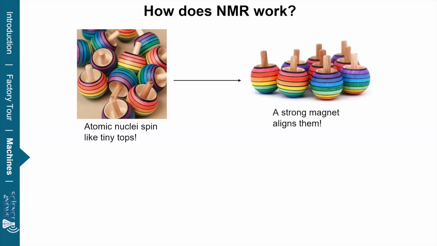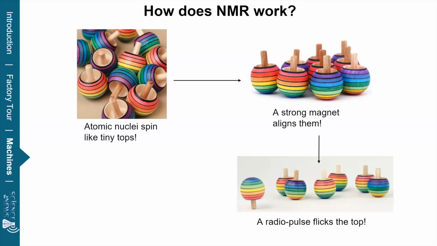Then we place them inside our super strong magnet. The magnet makes most of these tiny spinning tops snap into alignment, all pointing in more or less the same direction. Next, we do something fun. We hit them with a quick pulse of energy, a radio wave, just like the kind your car radio picks up. The radio pulse acts like a little flick to the side, knocking the spinning tops out of alignment, like you can see this one inverted here.